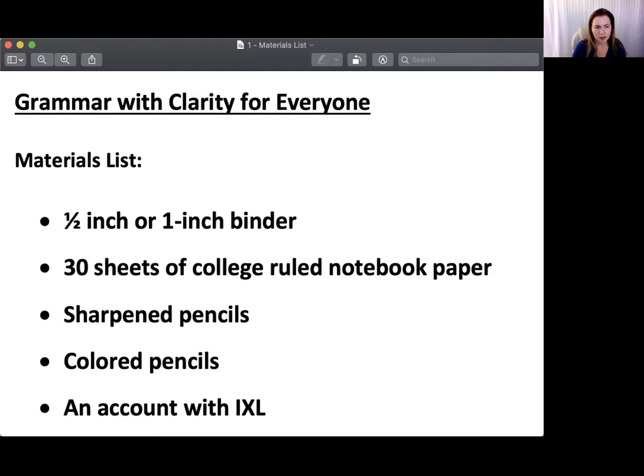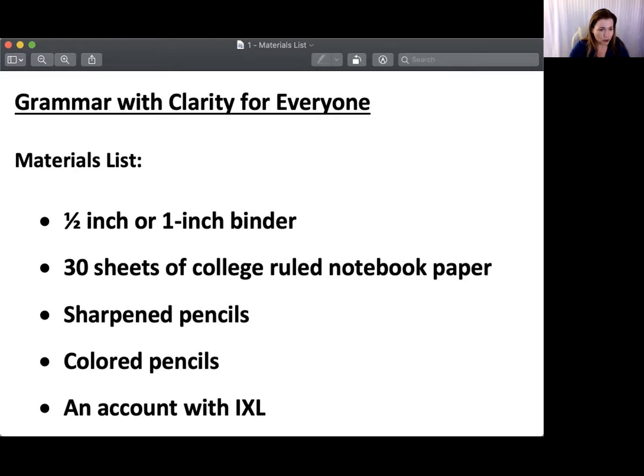Please don't use a composition book. Please don't use wide ruled paper. The reason is that each page of notes has been thought through, and space-wise, we need to use college ruled regular size notebook paper in order to make everything fit. You need sharpened pencils or pencils with a pencil sharpener handy. Colored pencils, again, you need a pencil sharpener handy, and you need a paid account with IXL.